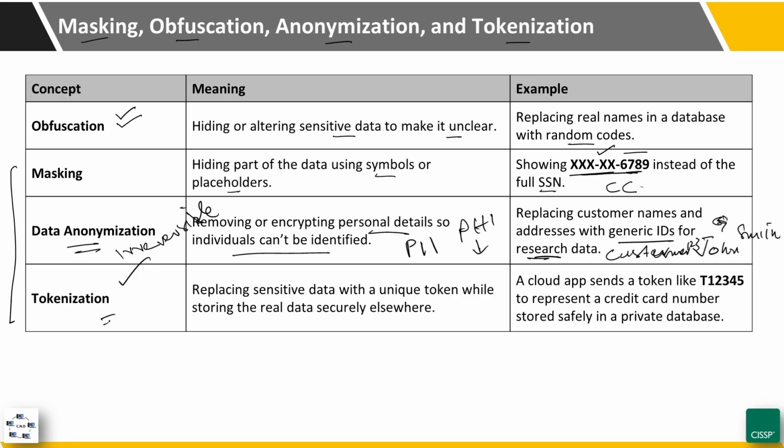Next is tokenization. It is replacing sensitive data with a unique token while storing the real data securely elsewhere. For example, a cloud app sends a token like token 12345 to represent a credit card number stored safely in a private database. As the name indicates, in tokenization we replace sensitive data such as a credit card number with some tokens, but the real credit card numbers are securely stored in a database. So tokenization is reversible.